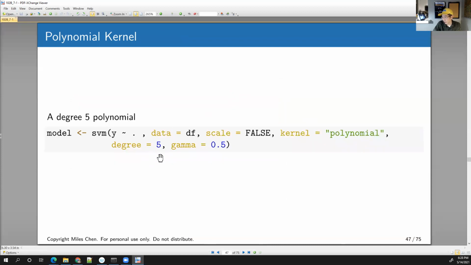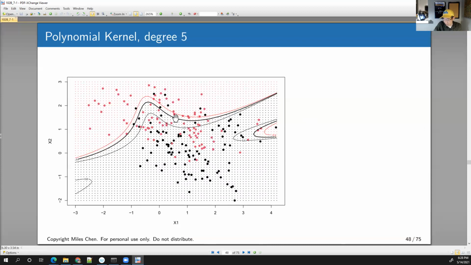If I increase the degree to degree 5, it looks like this. This seems weird. Okay, so how do I know what degree polynomial I should use? We don't know, okay? There's no easy answer. The answer is always, it depends. Use cross-validation to check your performance, okay? Everything in SVM is a bit of a mystery.